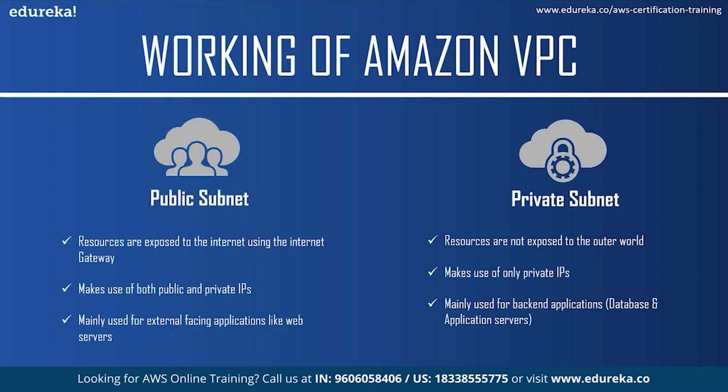Now as I've mentioned public subnets and private subnets, let us see the difference between them. So in a public subnet, resources are exposed to the internet using the internet gateway. They make use of both public and private IPs and are mainly used for external facing applications like web servers where you want your information to be visible to the users. Whereas in the private subnet, resources are not exposed to the outer world and it uses only the private IPs. They are mainly used for backend applications like database and application servers.